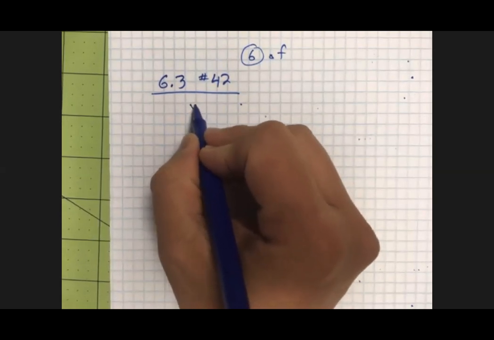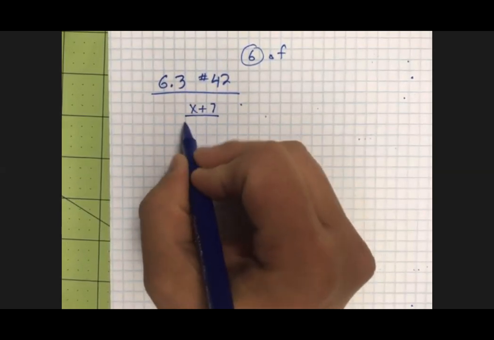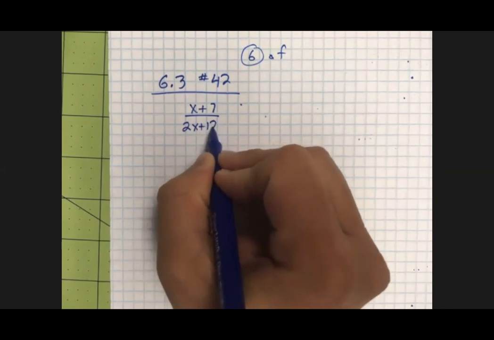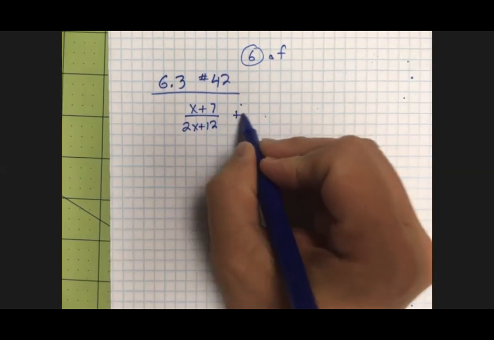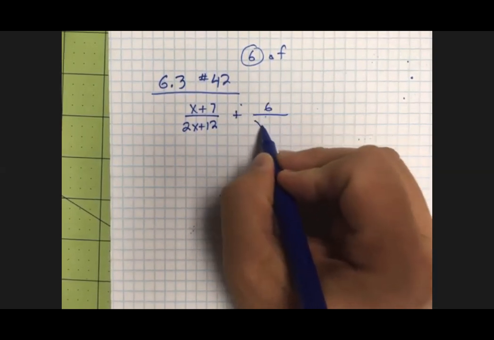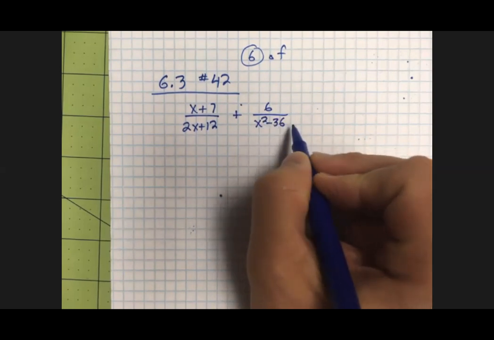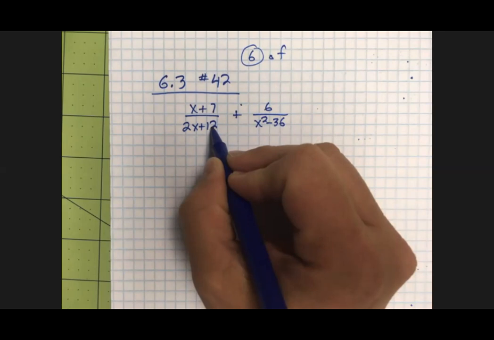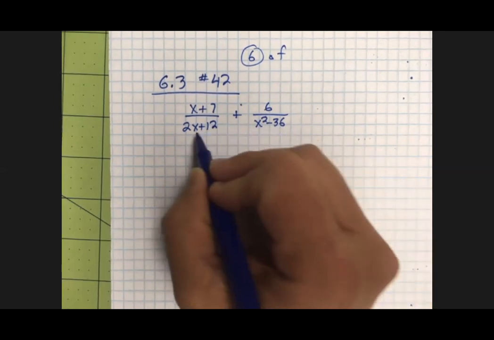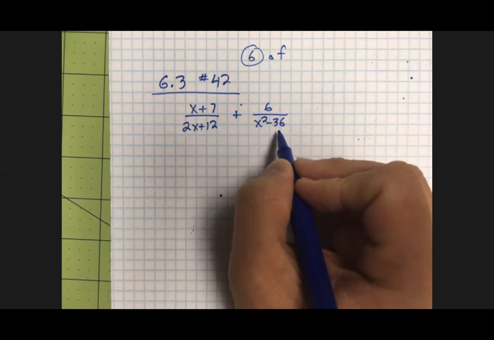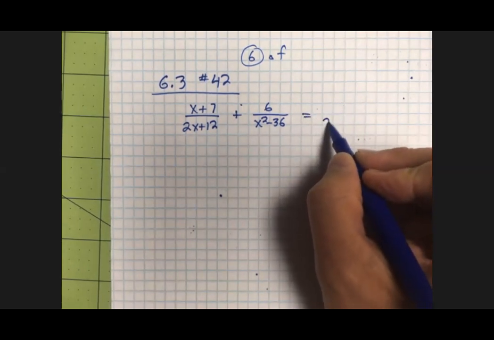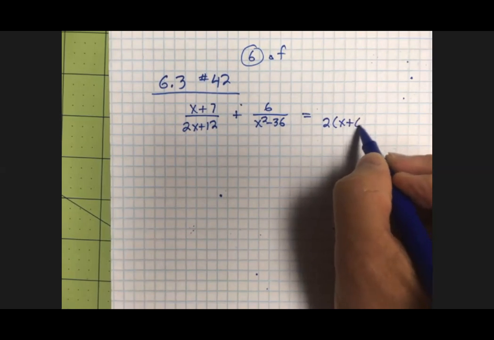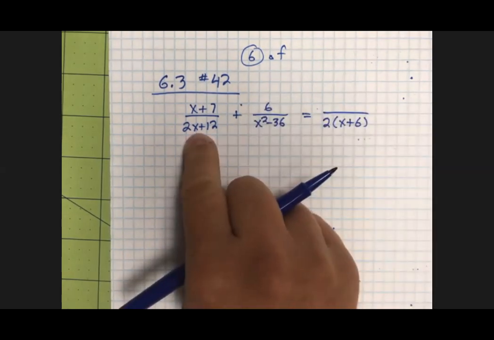Number 42, give me x plus 7 over 2x plus 12 and 6 over x squared minus 36. And you don't have to write things exactly like I write them, but you got to do what we're doing. You got to factor and see what's missing. So when I factor these two denominators, the first time I see 2 times x plus 6. That's a 2x plus 12.